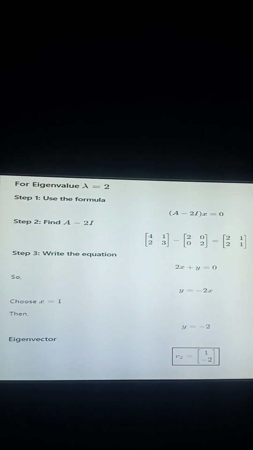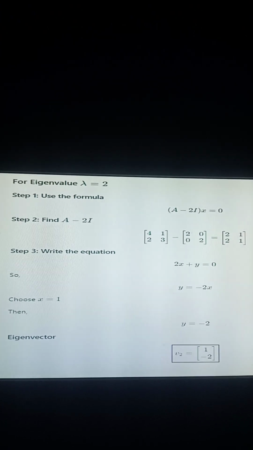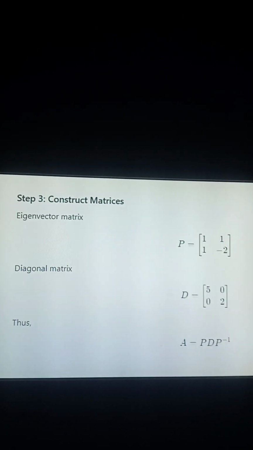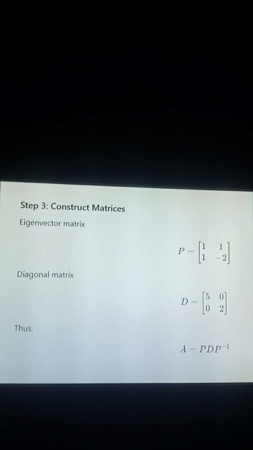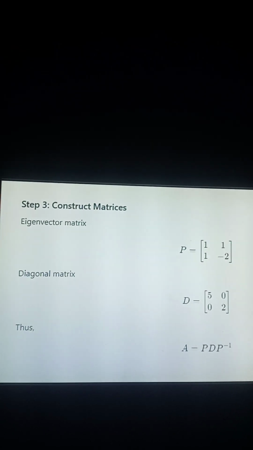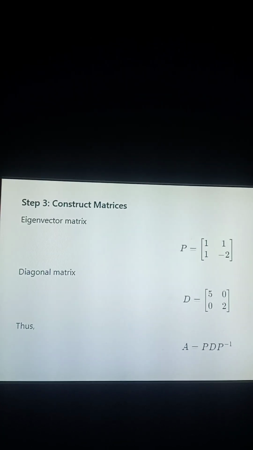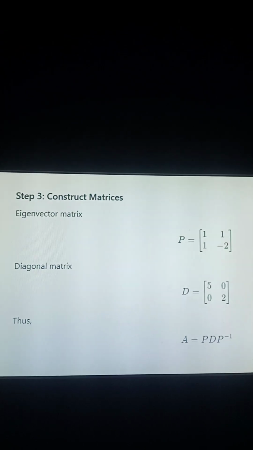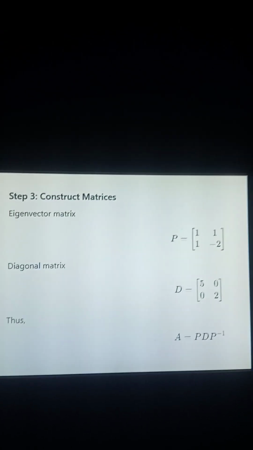The first column of the P matrix is formed by v1 and the second column by v2. So finally P will be, since v1 is 1 1 and v2 is 1 minus 2, the matrix with columns 1 1 and 1 minus 2. D is diagonal, that is 5 0 0 2, so lambda 1 is 5 and lambda 2 is 2. Finally you are going to write it as A equals P D P inverse.